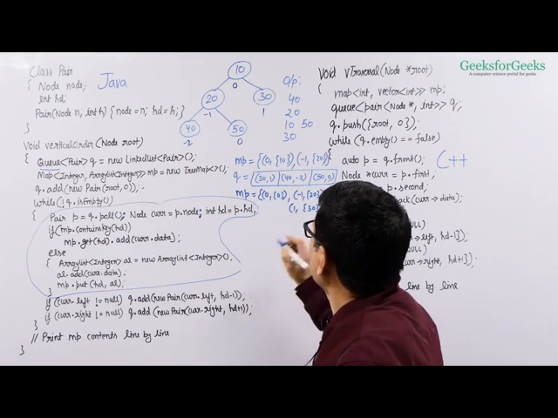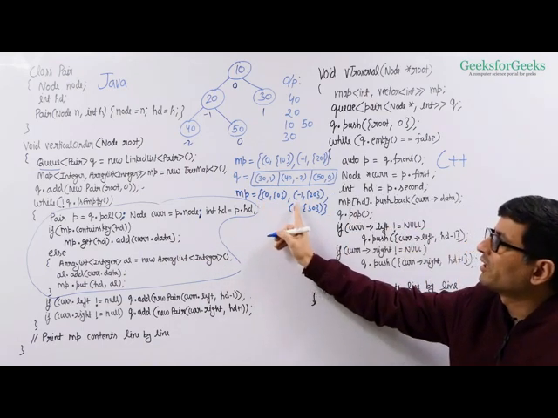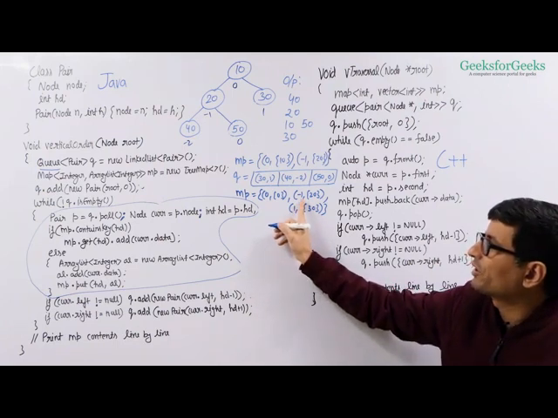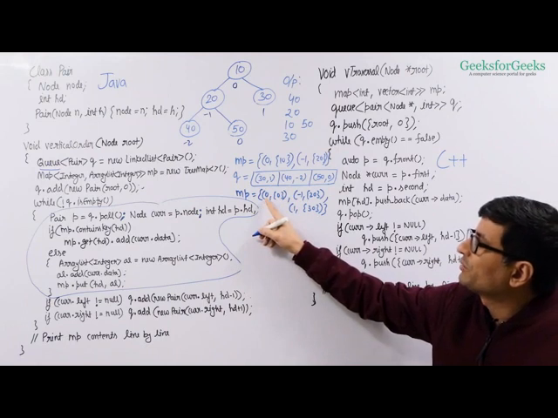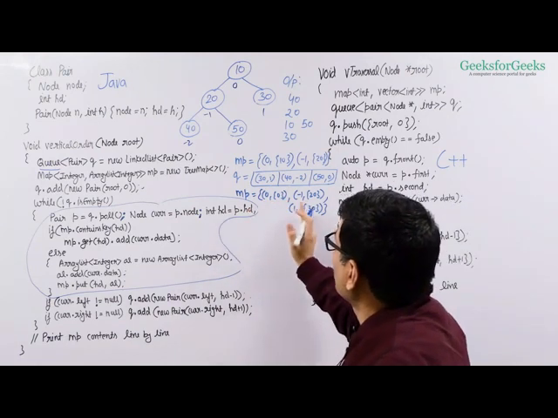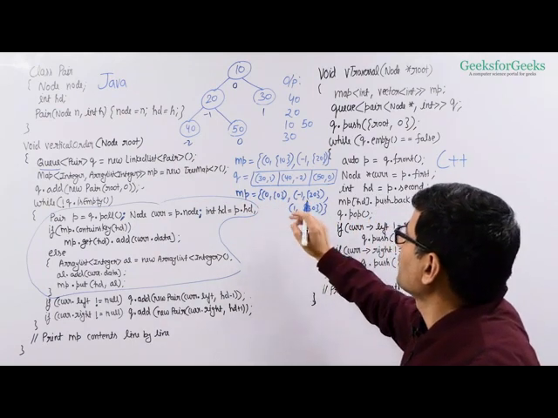Please note that I've not written the entries here in sorted order, but internally map is a self-balancing binary search tree and it's going to maintain the sorted order. So -1 is going to be first, then 0, then +1. So I'm just writing them in the order they are added here for ease of understanding.